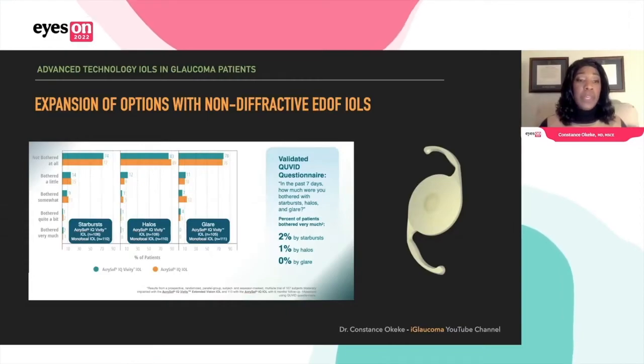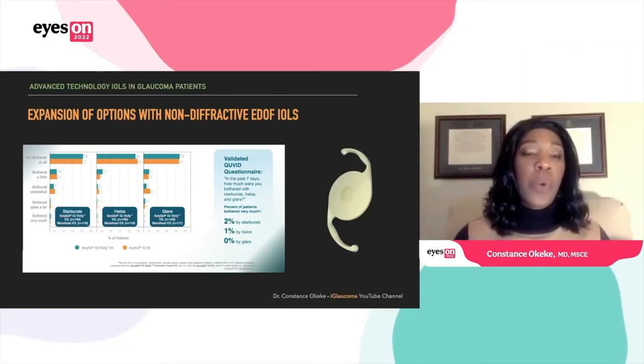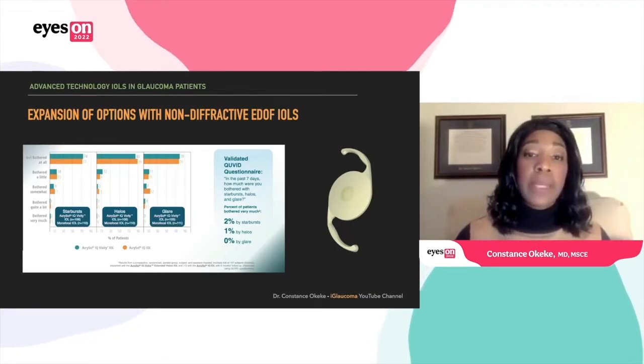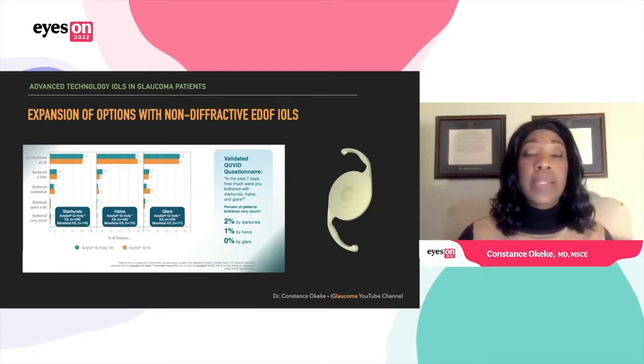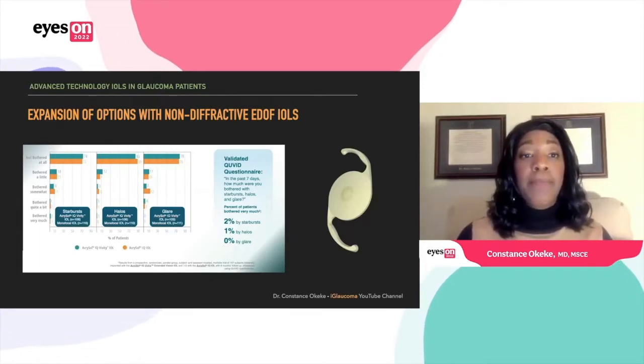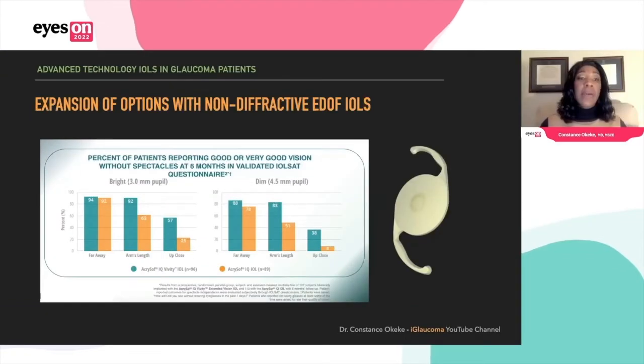And what we see with the responses are that it's very similar. You see that the green is the Vivity lens and the Acrysof monofocal is the orange. And in all of those categories of starburst, halos, or glare, only 2% were very much bothered by starburst, only 1% by halos, and none very much bothered by glare. So again, with this technology, we're seeing less and less complaints of these dysphotopsias.